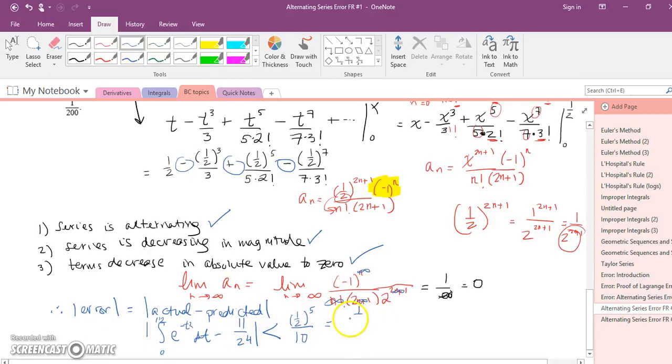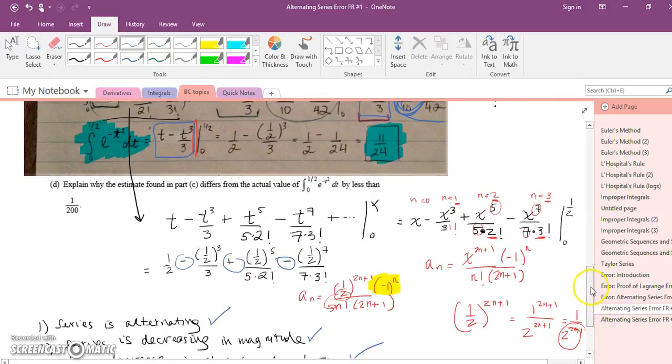And that would be 1 over 32 over 10, which is 1 over 320. Now, usually these are non-calculators, so you've got to be quick at your fractions and your exponents. And this is definitely less than 1 over 200 because I'm dividing by more. So you can conclude by saying, therefore, the error is less than 1 over 200 by the alternating series error test, or alternating series error bound.